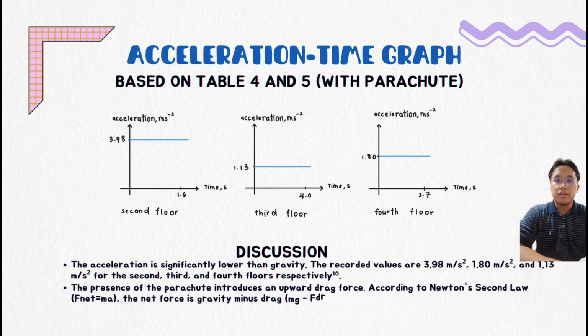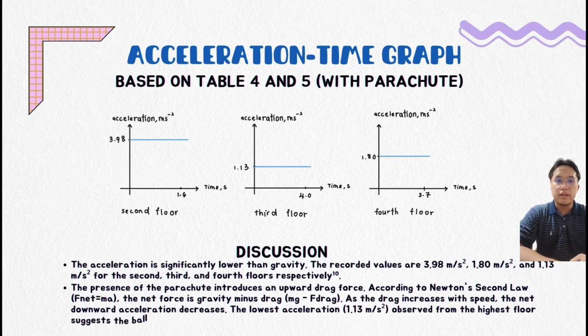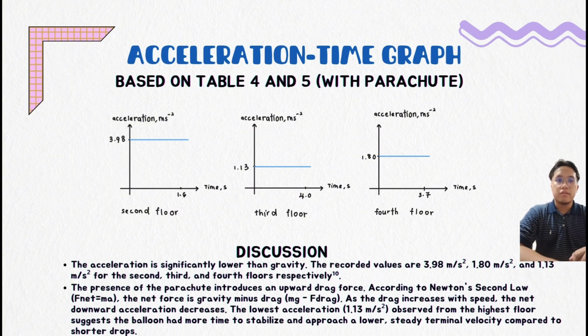Why is this happening? It is because of Newton's second law. The parachute creates an upward drag force that fights against gravity as the balloon falls. As the speed increases, that drag increases, cancelling out gravity drastically and lowering the net acceleration, which allows the balloon to stabilize rather than speeding up uncontrollably.